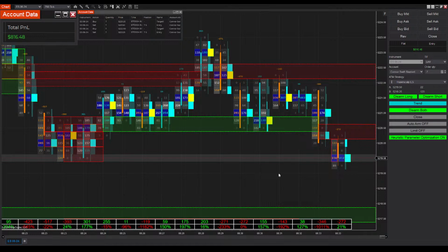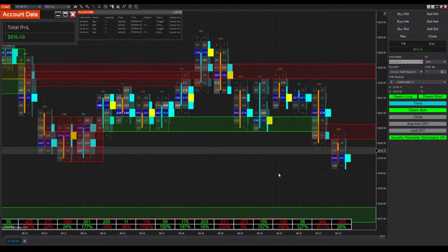Hopefully we can start some action in the markets here. You can see there's really not that much movement, and we only have 2 trades today.